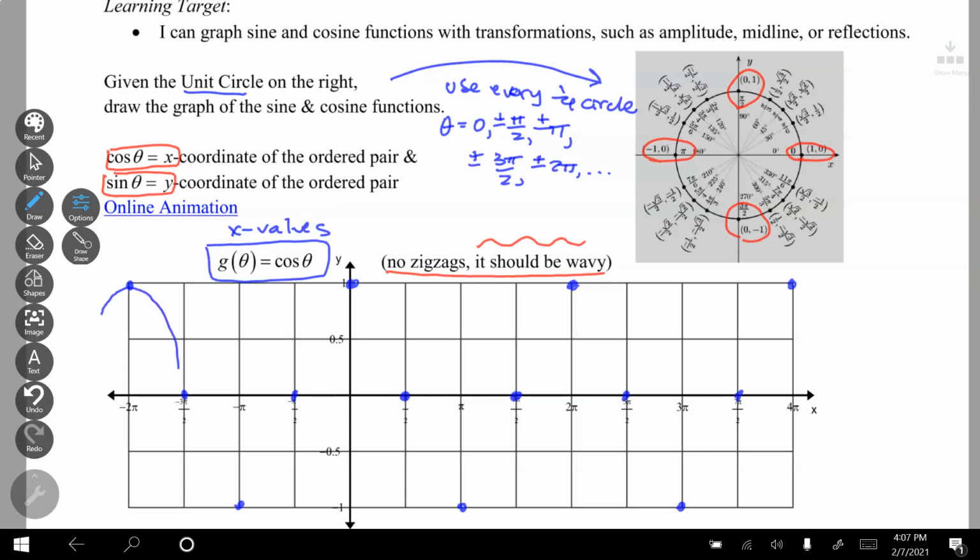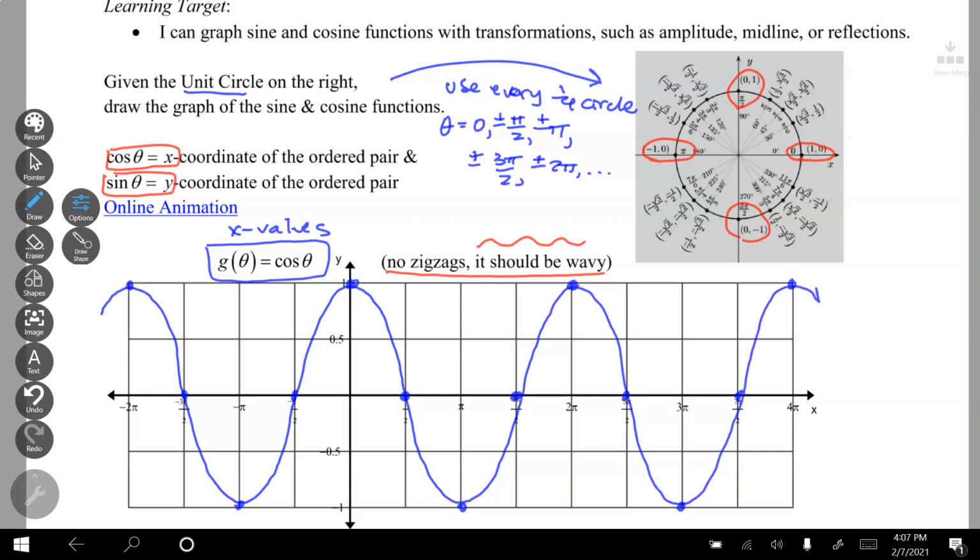Do the best I can with the stylus. See, I'm making them wavy, thinking roller coaster. You get to the bottom of the roller coaster, it's not sharp. It's a nice curve. Same thing with the top of the roller coaster. So there is my graph of the cosine of theta.